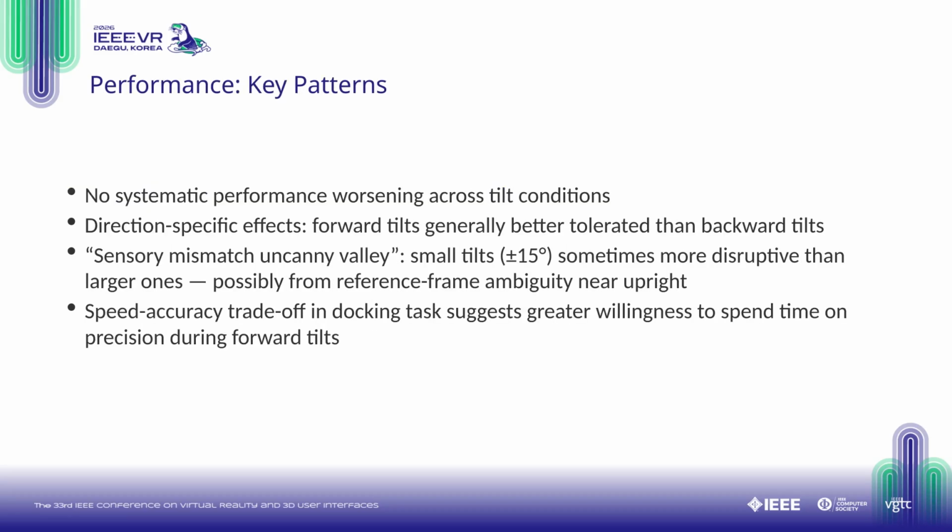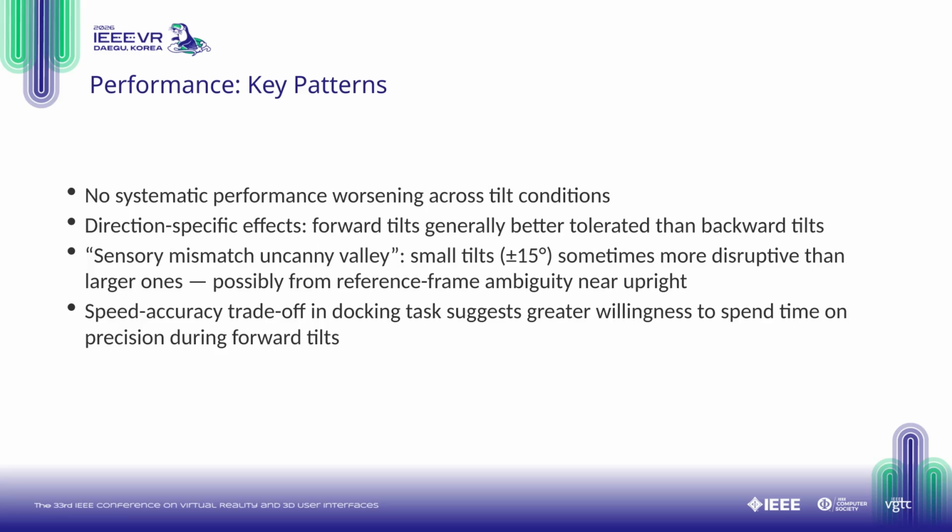A few patterns are worth highlighting. First, there was no systematic worsening. Performance didn't just get worse as tilts got more extreme. Second, the direction mattered. Forward tilts were consistently better tolerated than backward tilts across tasks and subjective measures. Third, and this is an interesting observation, we noticed that small tilts, particularly plus or minus 15 degrees, sometimes produced worse performance spikes than larger tilts.